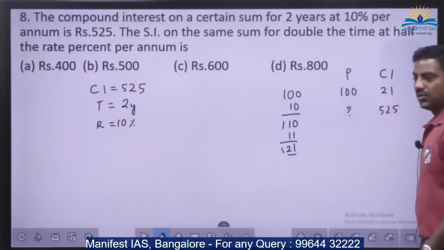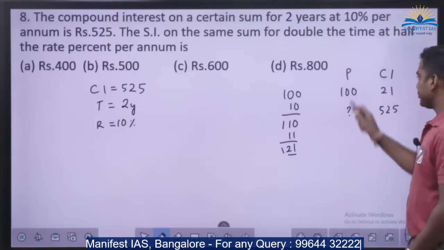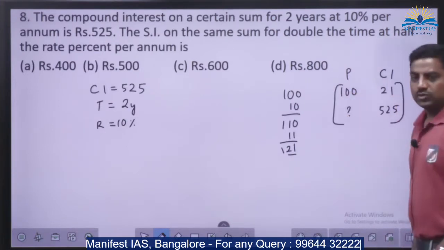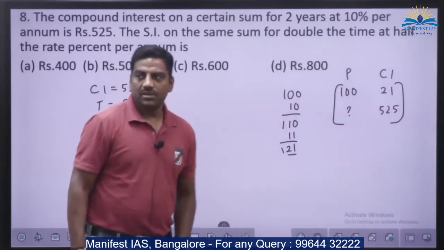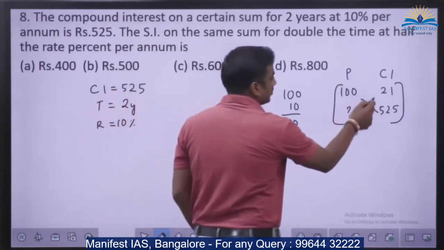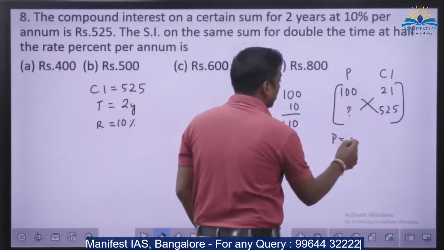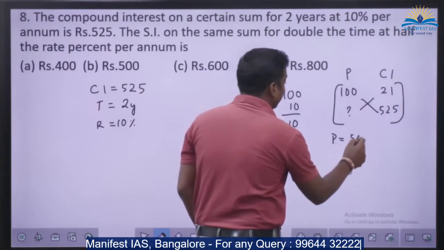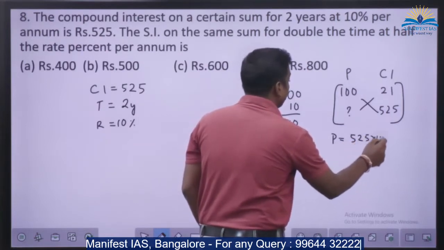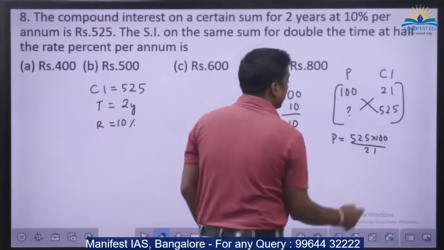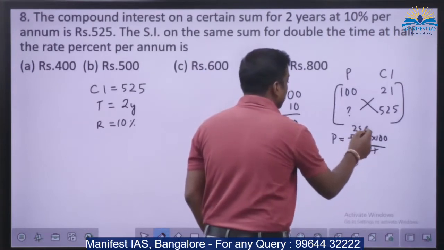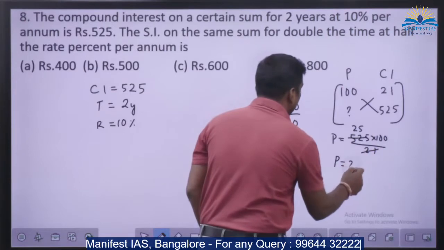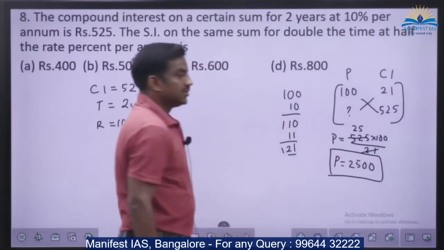So can we calculate the principal now? 100 rupees would have fetched us 21. So how much would fetch us 525? Cross multiplication. So the principal would be 525 into 100 divided by 21. So 21 ones are 21, 21 twos are 42, and 21 fives are 105. So the principal amount is 2,500. Principal is 2,500.